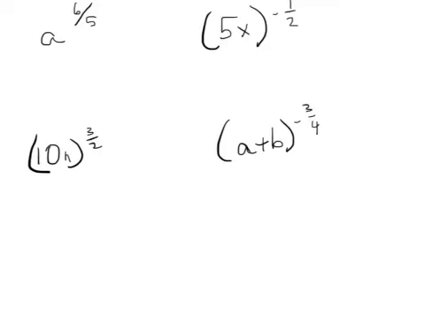So for number 15, we've got some expressions with rational exponents, and we need to express them in radical form. Remember that the denominator is the root, the nth root, and the numerator is the power. So a to the 6/5 is really the same thing as the 5th root of a to the 6th.